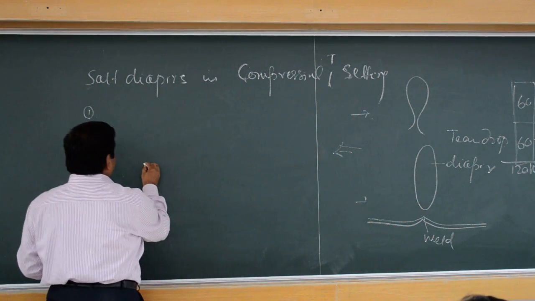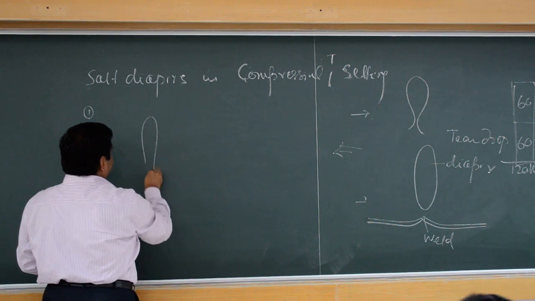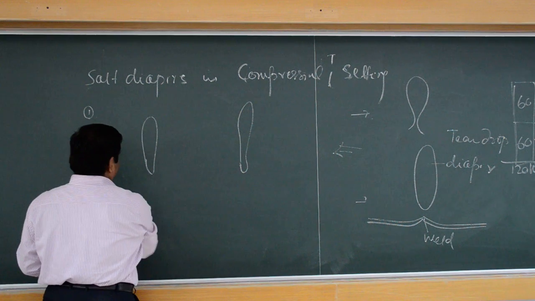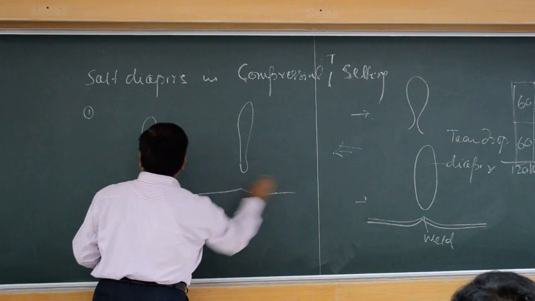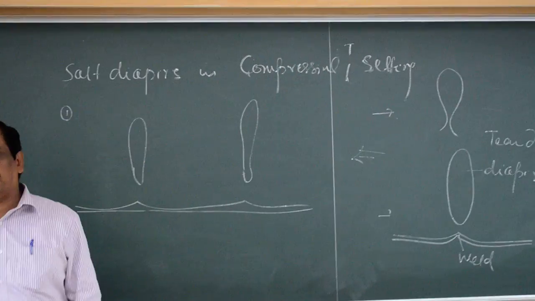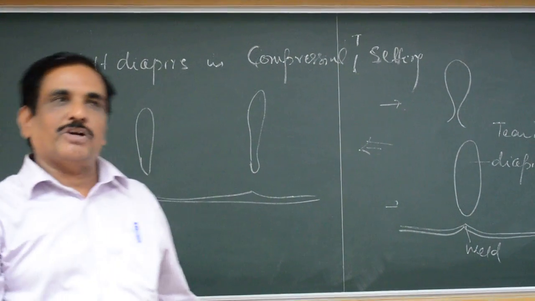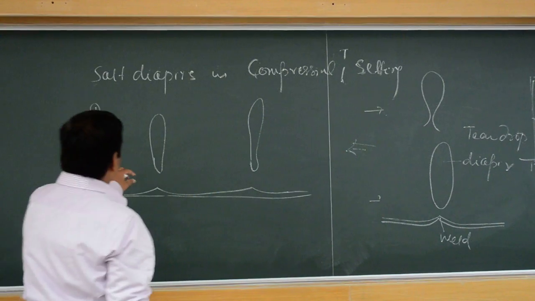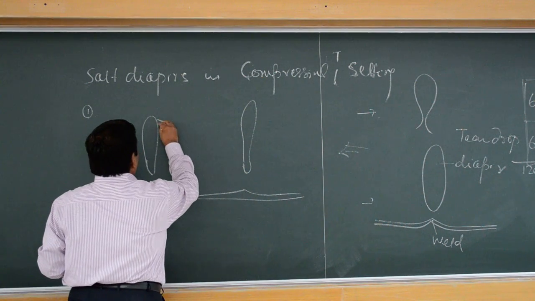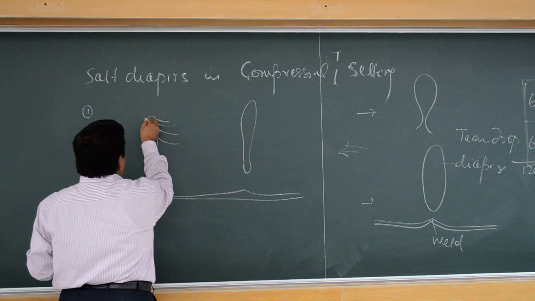See, you get a small teardrop diapir here. You get a small teardrop diapir here. So these are all its pairs. There is no more supply of salt. It is detached from here. Understood? Now, this part will have structures like this.